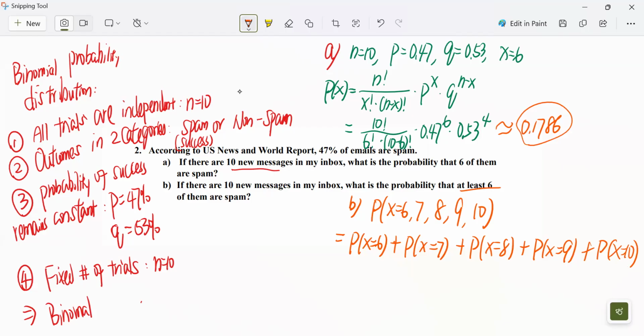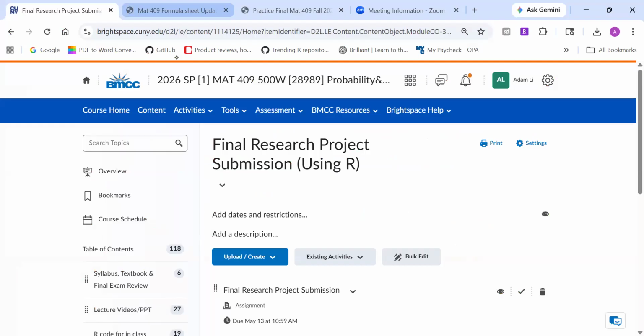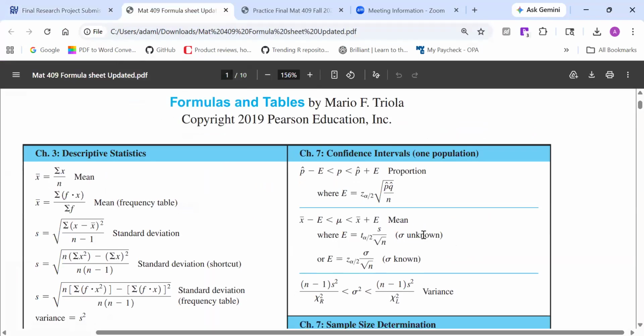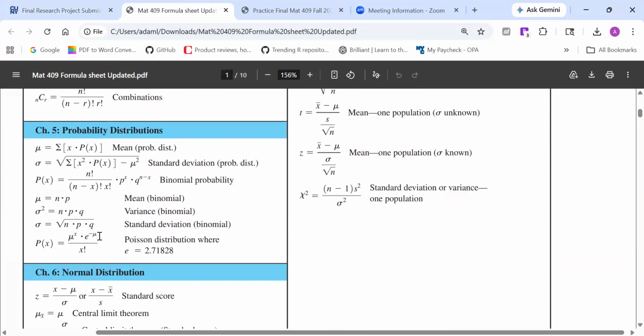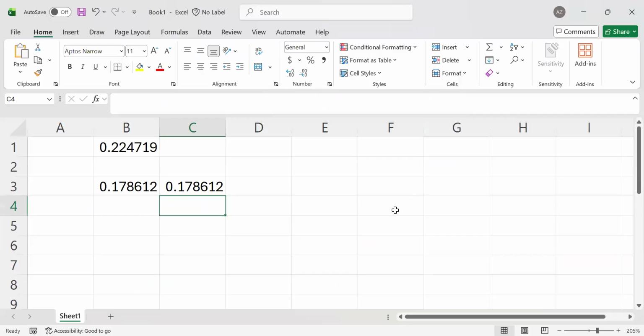Again, we apply the same formula, and you can also look it up in the formula sheet under the chapter 5 formulas. We are using this binomial distribution formula. I'm going to quickly show you there's a quick way of doing this. It's going to be this: x, P of x.